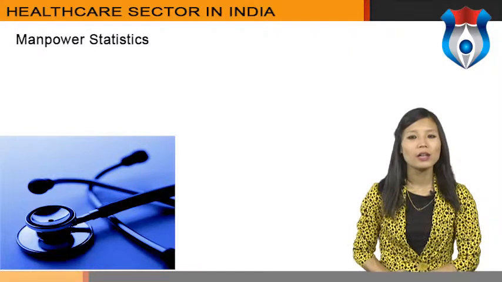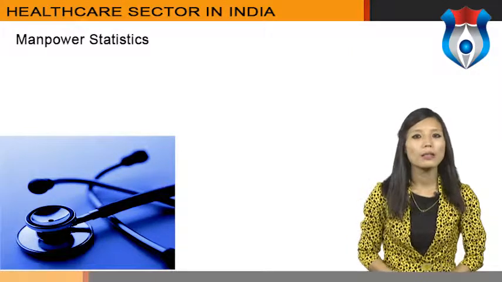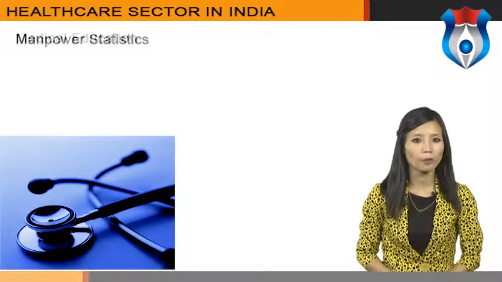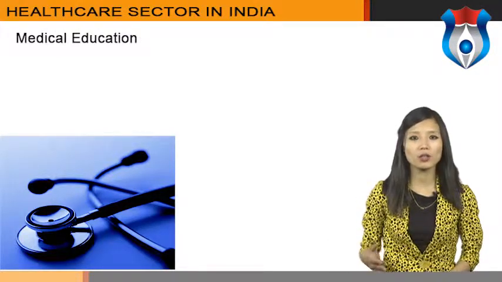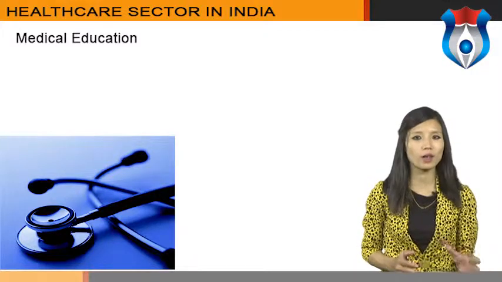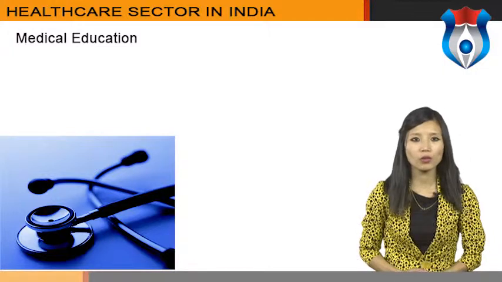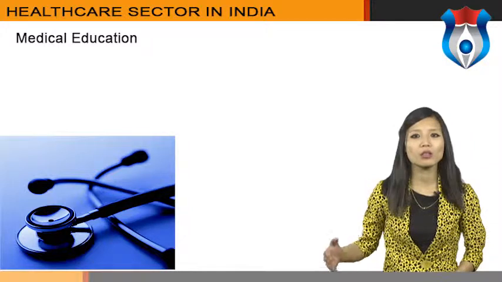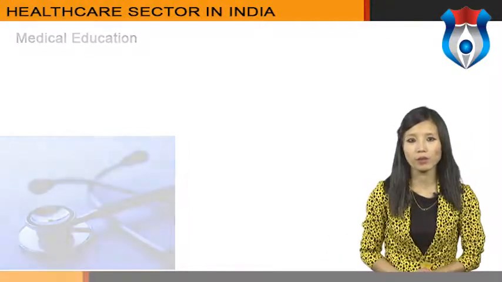Manpower statistics. Number of doctors: 6,60,801. Number of nurses: 13,71,121. Medical education: 229 recognized medical colleges, of which 106 were established through the private route. 25,000 medical graduates pass out each year. 136 medical schools admit more than 6,000 PG trainees in their programs.